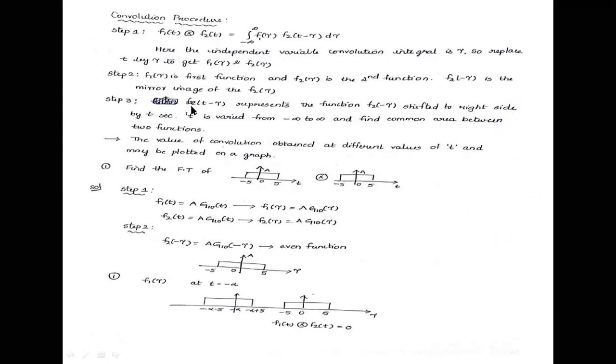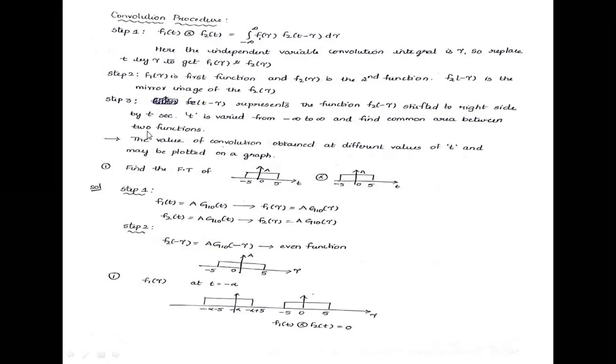And the third function, f2 of t minus tau, represents the function f2 of minus tau shifted to the right. After the folded function, the samples are shifted towards the right by t seconds. The t is varied from minus infinity to infinity, and we find the common area between the two functions. The value of convolution is obtained at different values of t and may be plotted on a graph.